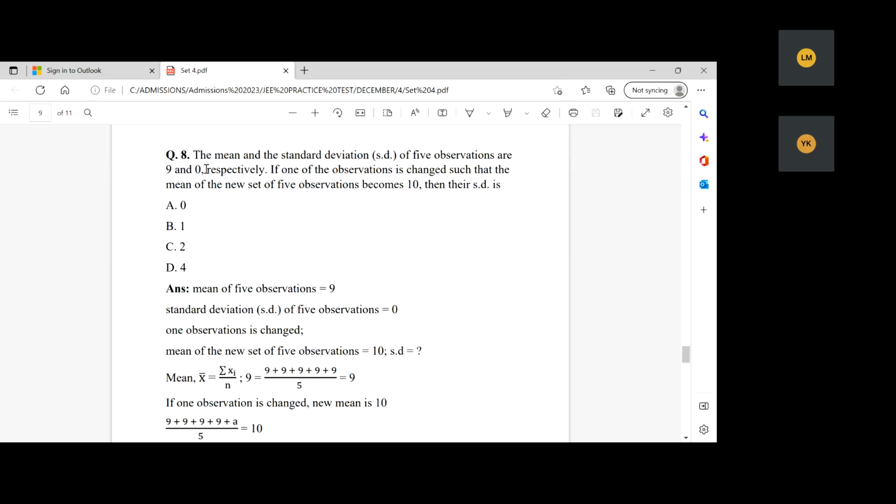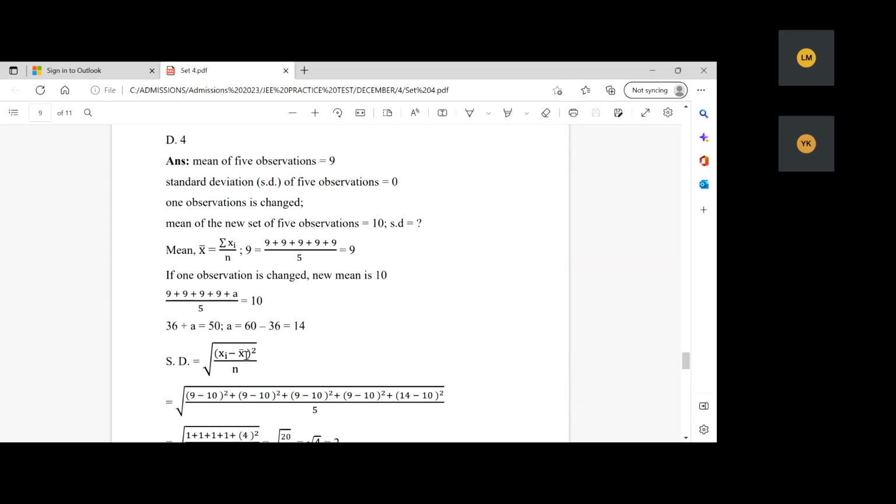Here, what will be the standard deviation? It's given as 0. What is the formula for the standard deviation that you know? It's root of sigma xi minus x bar whole square by n. So here this value is 0. So all the values have to be similar, right? Then only the standard deviation of the five observations will be 0.